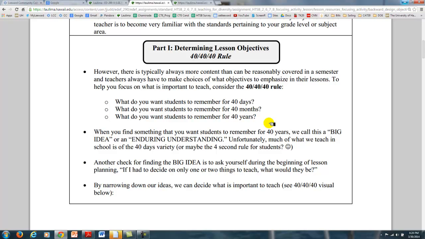Which means that if I came back to your classroom in 40 years, it is so important to teach that standard you would still be teaching it. We call this 40-year idea the big idea, or the enduring understanding. And we would love our classrooms to be made up of these because it would serve as the foundation for the students' future schooling and future lessons.